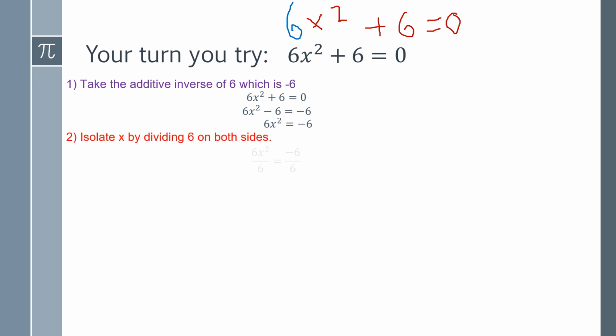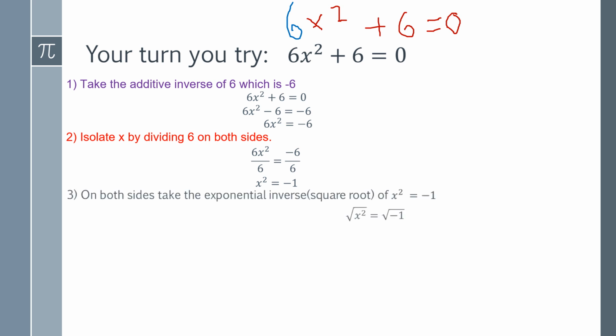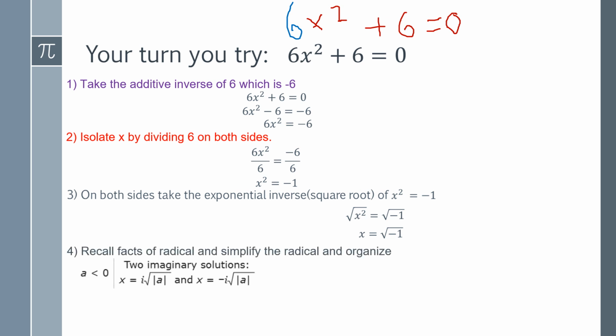Alright, isolate x by dividing by 6 on both sides, and when we divide, we get x squared equals negative 1. But here's the problem with that. We got to take the square root of x squared. And when we do that, we have a negative number in the square root, which we know we're not allowed to have. And when we do, it becomes imaginary. So negative square root numbers have two imaginary solutions. So it's going to be x equals plus or minus 1i, or just i by itself.